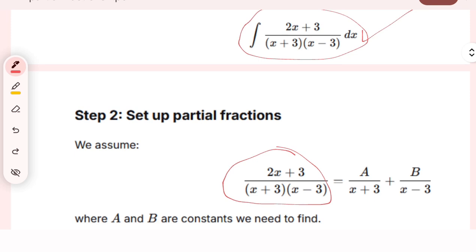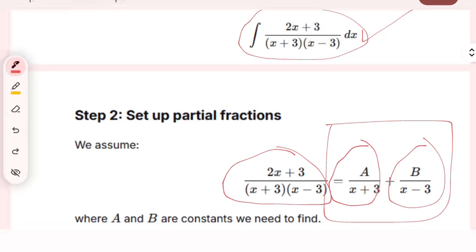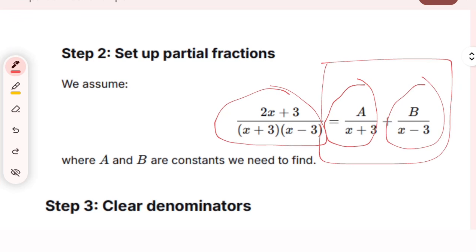We assign a fraction for each of the factors. The first partial fraction is A over (x + 3). The second partial fraction is B over (x - 3). So each factor has its corresponding partial fraction: A over (x + 3) plus B over (x - 3). These are now our partial fractions. In partial fractions, our goal is to solve for A and B.